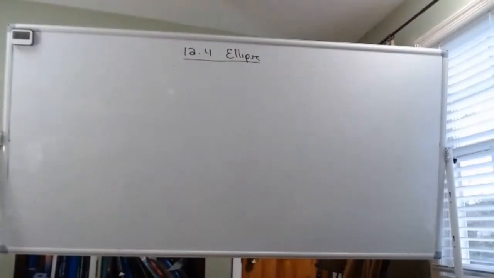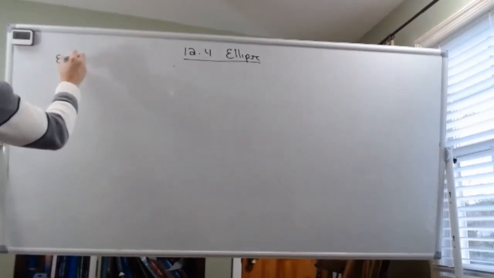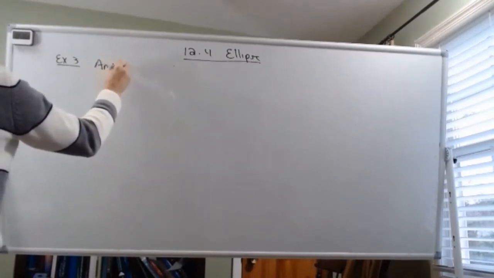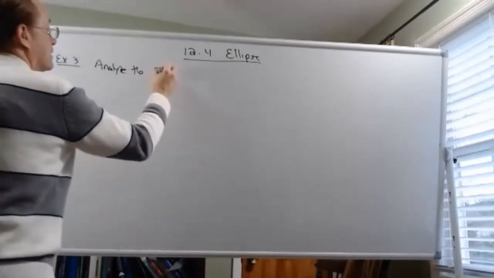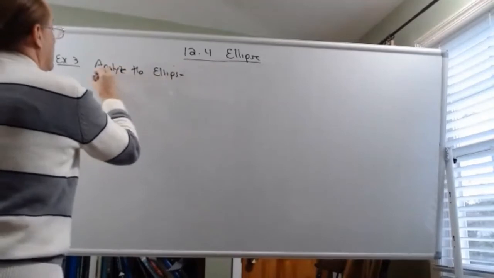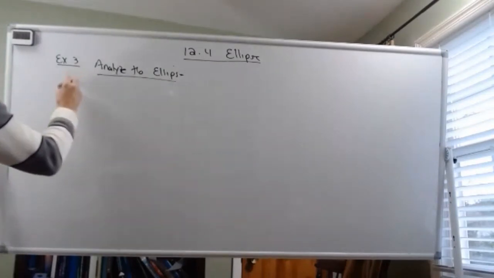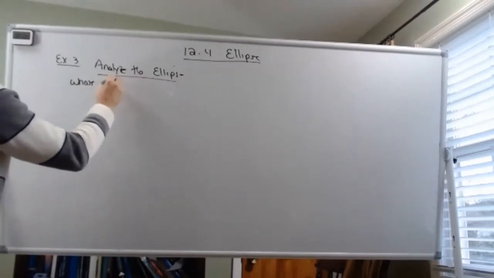Okay, this is a third example, but the second type of problem that you often see with these. So here's example 3. And again, you want to analyze the ellipse, and that means find the ABCs. With the given information now, and this is it. Whose center is at the origin, that's the only ones we're going to be working. Whose center is at the origin.